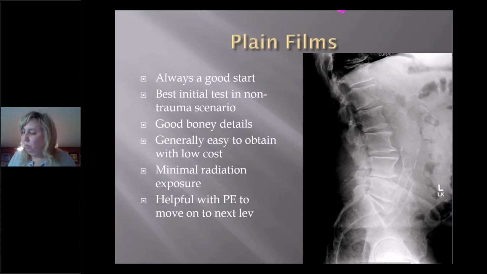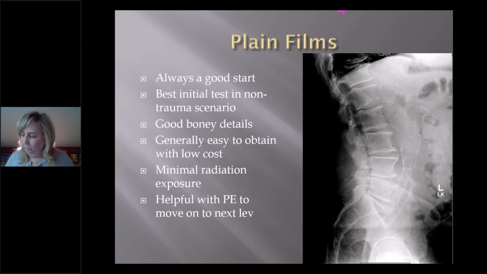And I'll be honest, most insurance companies won't let you do anything until you document some imaging by plain film. Even if it's a stupid idea, they still want you to have some plain films as part of their protocols. So that's one thought. It's still a good initial test, again, in non-trauma, excellent bony details, very cheap, even in outpatient centers. It's very low cost to the patient, very minimal radiation exposure, and we'll talk a little bit about that as well. And it's helpful to utilize with the physical exam to figure out what is my next step.